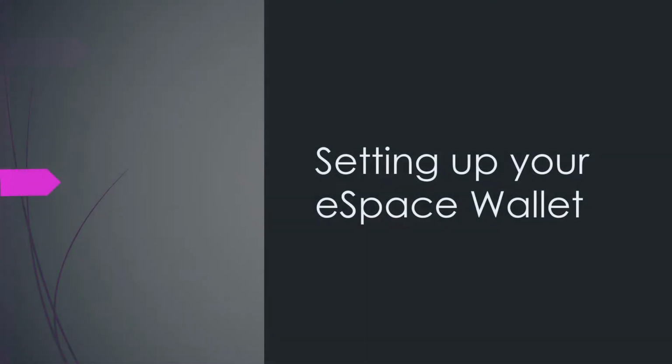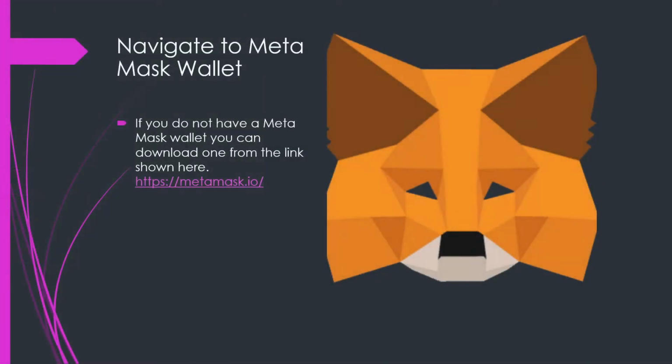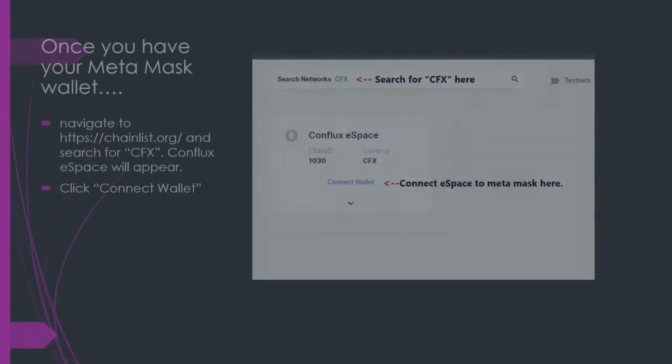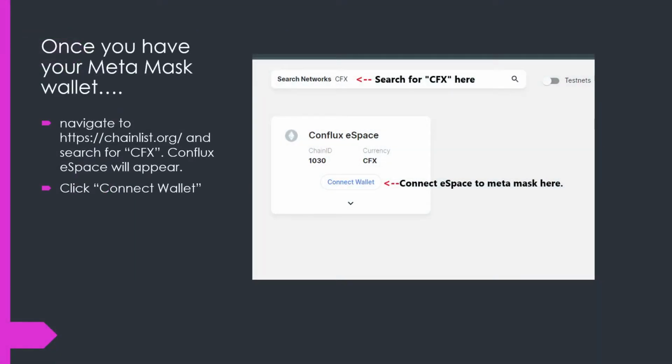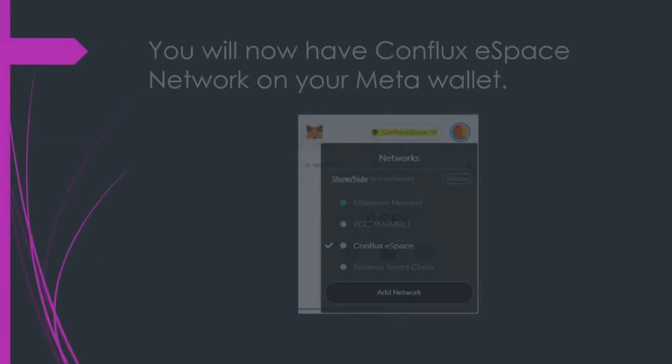First topic we're going to go over is setting up your eSpace wallet. First thing you're going to want to do is navigate to your MetaMask wallet. If you do not have a MetaMask wallet, you can download one from the link shown here. Once you have your MetaMask wallet, you're going to navigate to chainlist.org and search for CFX. Conflux eSpace will appear. Click on the Connect Wallet button and you will now be connected to Conflux eSpace.